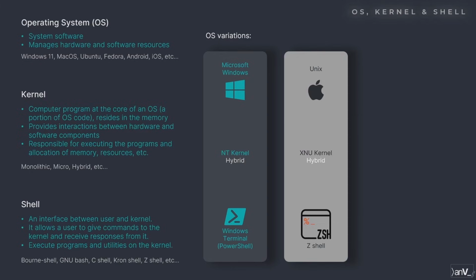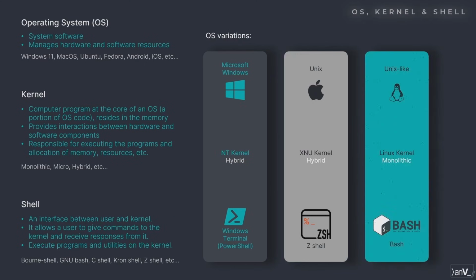Then we have the Unix-like operating systems, for example Linux, which are mostly open source. Linux OS uses a monolithic kernel called Linux kernel. And the default shell in most of the Linux operating systems is Bash, which can be accessed using DE-specific terminal applications like GNOME Terminal, Console, etc. In most of the Unix and Unix-like OSs, the default shell can be changed.